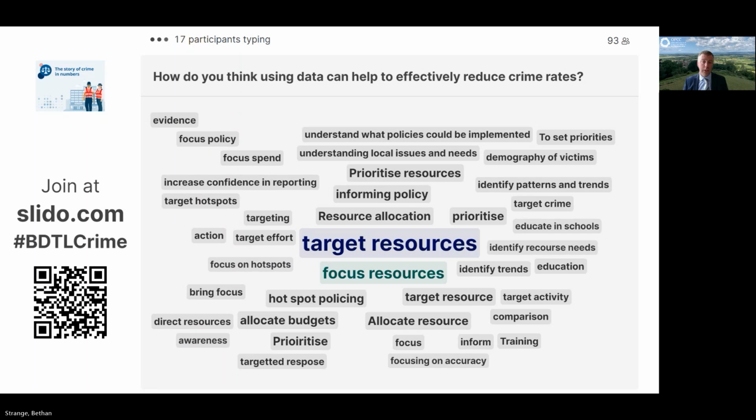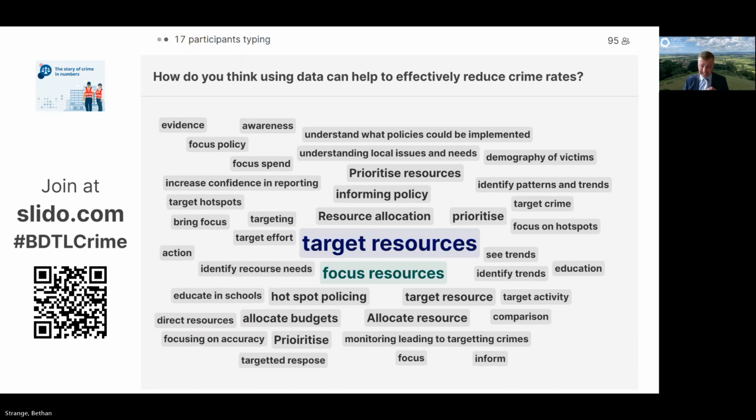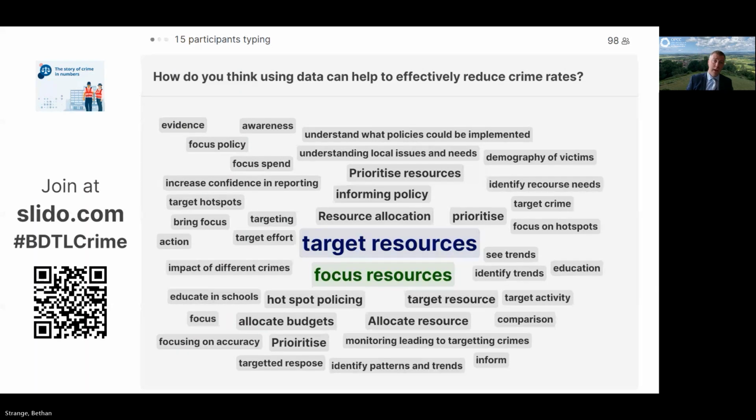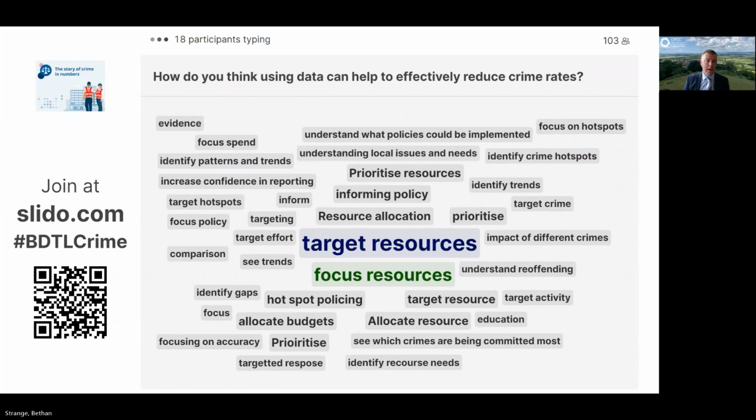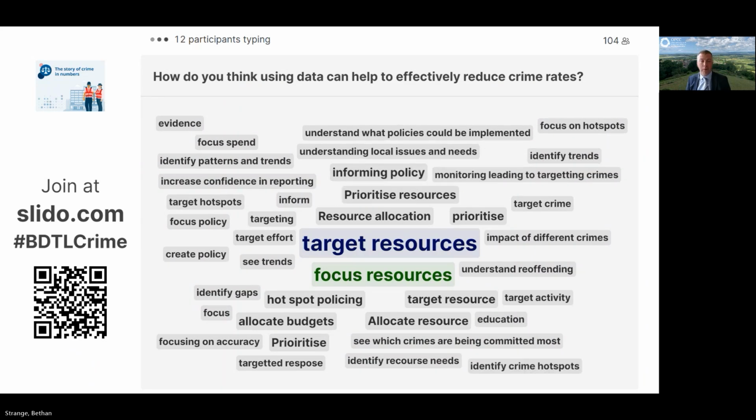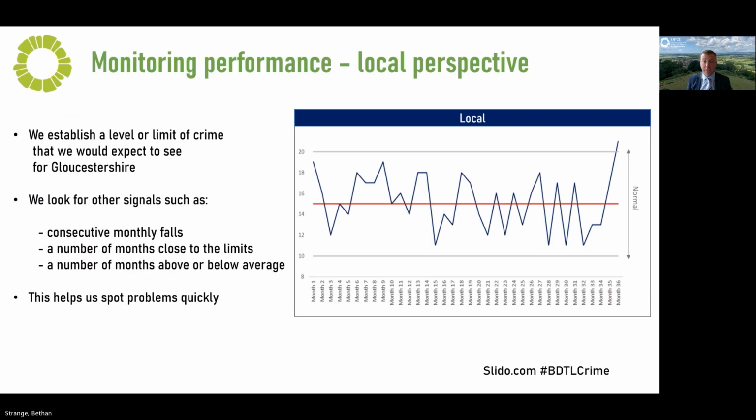Identifying trends is definitely something that I'm very keen on. And we can also use it for hotspot policing, whoever said that, well done. That's exactly one of those things that we do, and are encouraged to do so, in fact, by the Home Office. So very pleased to see all that. Some really great answers there, and that's exactly what we do.